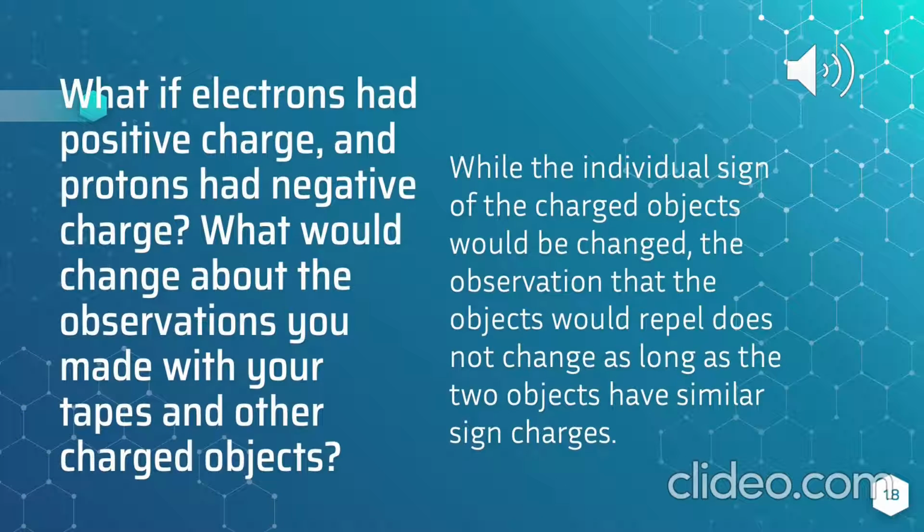To finish out this report, there are two discussion questions which I would like to answer. The first being, what if electrons had positive charge and protons had negative charge? How would this affect your observations? While the individual sign of the charged objects would be changed, the observations would not change, as the tapes would still repel as long as each tape had the exact same sign, as shown in Newton's third law. However, you can argue that the electric field would be different because of the different signs. We know that protons are typically repelling while electrons are attracting in the electric field.